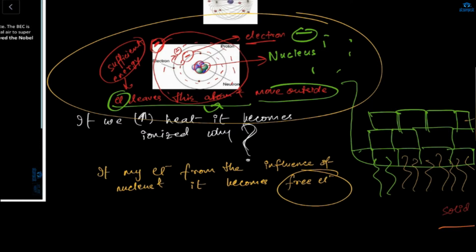Ma'am, when you add heat to a gas... When we give heat to the electron, it will get ionized and move to a higher orbit. And if we give a sufficient amount of energy, it will leave the nucleus, the whole atom. Okay? Yes, ma'am. Advika and Shazan, can you explain this part?